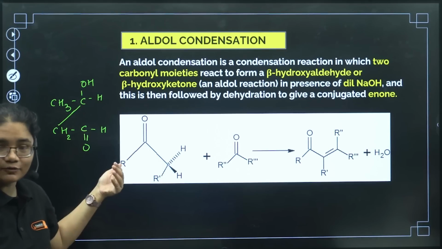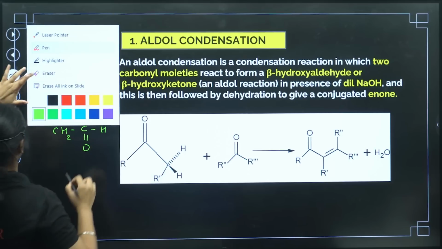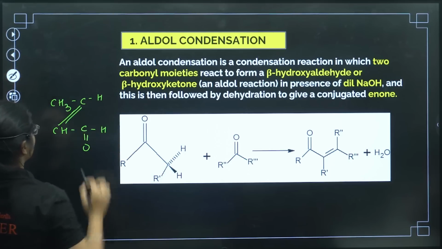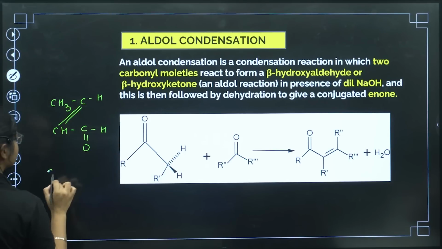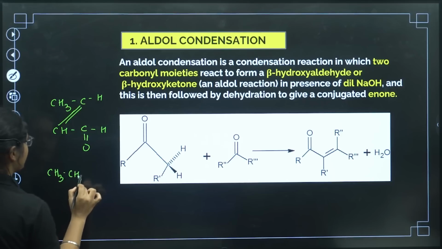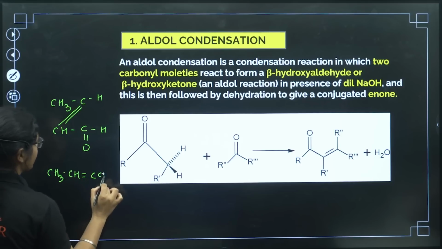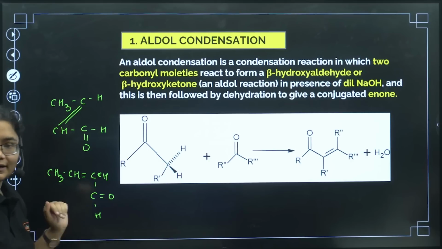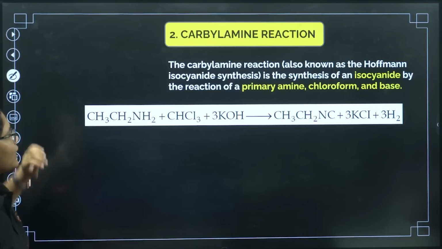Then if heat is provided, there will be dehydration. So what will happen, this H will go, and here a double bond will form. So I will get the product like this, CH3, CH double bond CH, and then we have C double bond O, H, right?